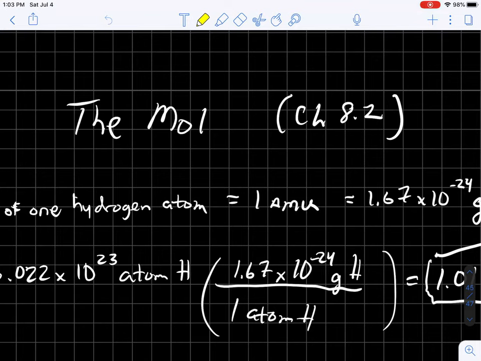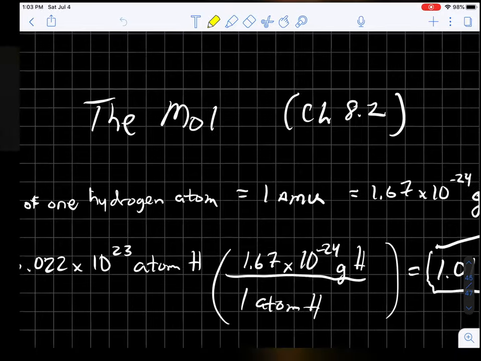So again, make sure that you have your periodic table out so you can follow along with the calculations. In fact, I should get my periodic table. All right, got it out here, ready to go.